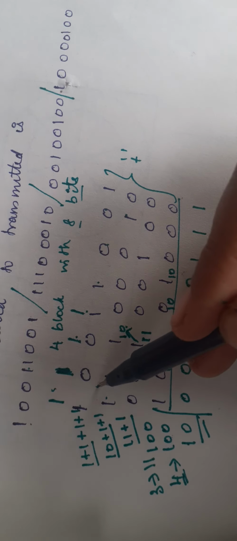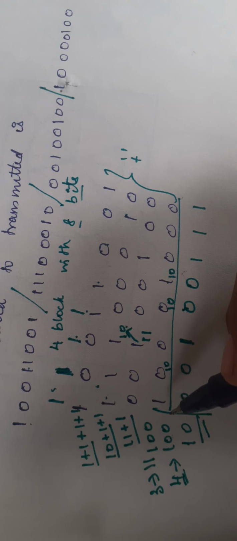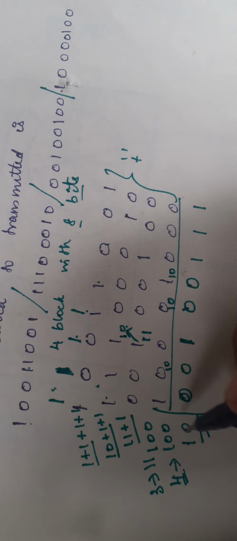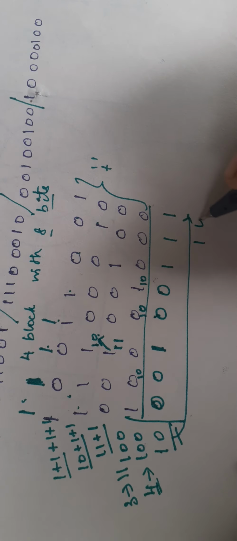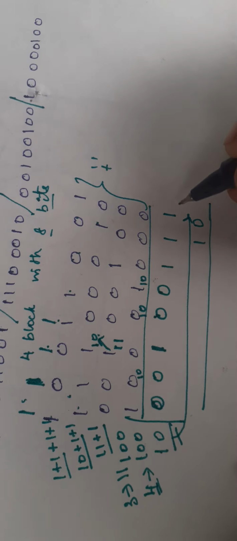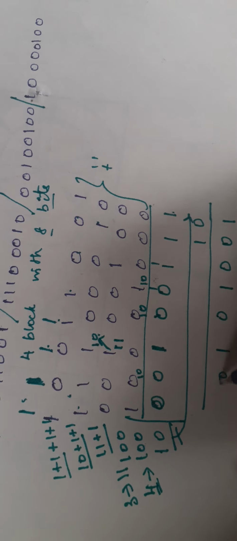So 1 1 1, so 4 ones. The equivalent value of 4 ones is 100. So I am having a 0 here and a carry of 10. So you have to bring that carry here and add it to the sum. So 10. So what is the final value? 1 plus 0 is 1. 1 plus 1 is 10, so again it is 0. Here it is 1. So 10100.